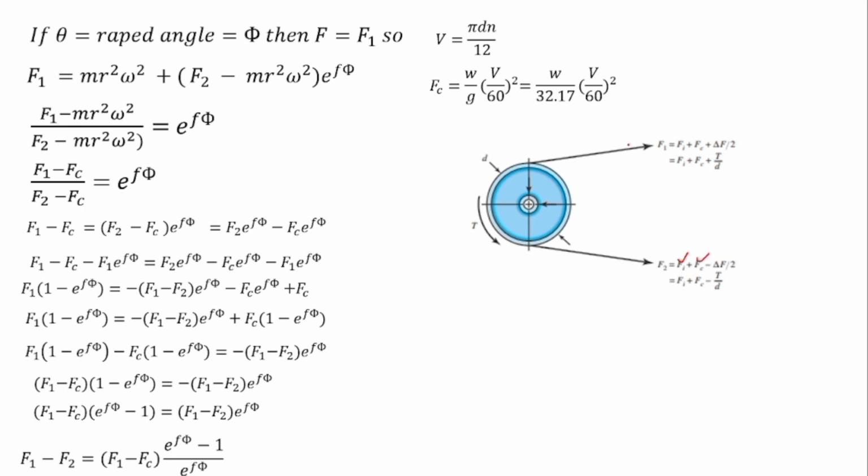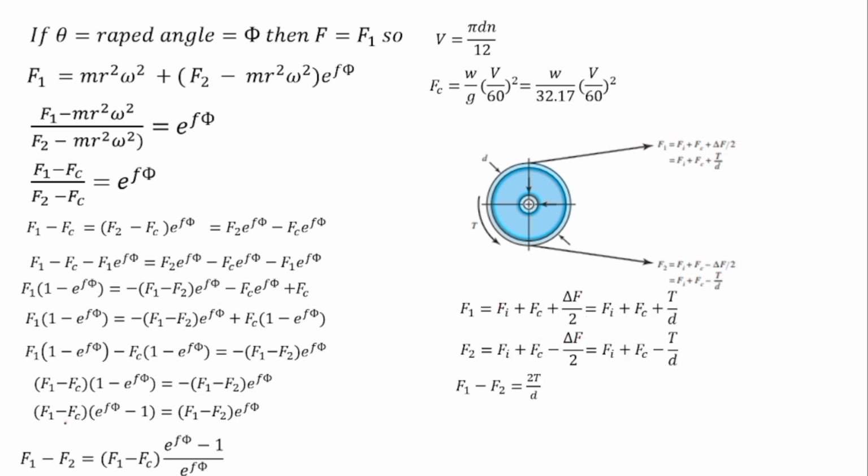And since this one is the tight side, because let's say you are pulling it from this side, so delta F by 2 will be added over here, and similarly, since this is the loose side, so you will have to subtract delta F by 2 over here, and this delta F by 2 will be equal to C by D. So these will be the forces that will be exerted on this belt.